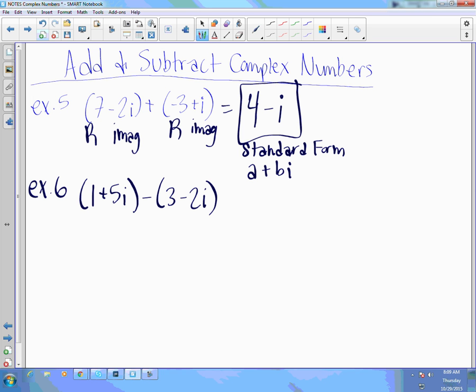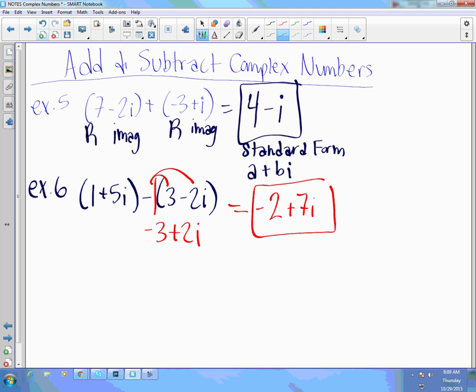So what's the first thing we have to be careful about on subtraction? A negative what? A negative 1. That's hiding in between the two complex numbers. What do we have to do with the negative 1? Distribute it in. So we have negative 3 plus 2i. So you have to make sure you change the signs. So the real piece is 1 minus 3, we should have negative 2. The 5 ice creams plus 2 ice creams is plus 7 ice creams. Okay? Any questions about adding and subtracting?